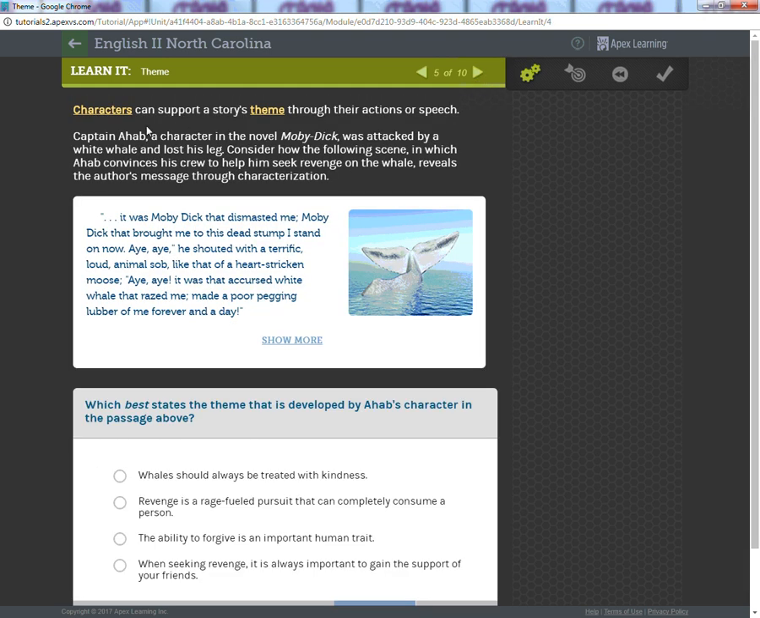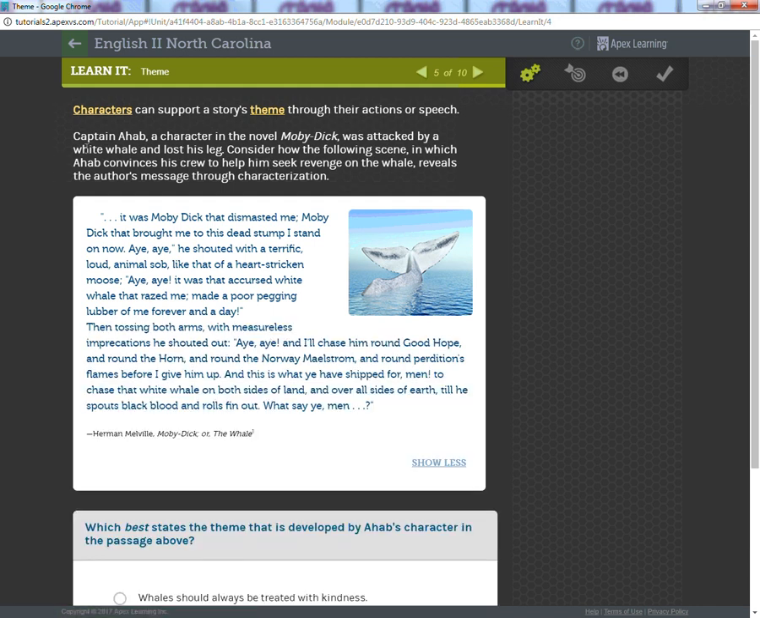Characters definitely support the theme. In my opinion, I say characters develop the theme more so than the plot. But intermingling plot and characters, those are the two that most develop a theme. So Captain Ahab, a character in the novel Moby Dick, was attacked by a white whale and lost his leg. Consider how the following scene, in which Ahab convinces his crew to help him seek revenge on the whale, reveals the author's message through characterization. And characterization is just the way the author gives you information about the character, which we're going to learn about in our next power standard.